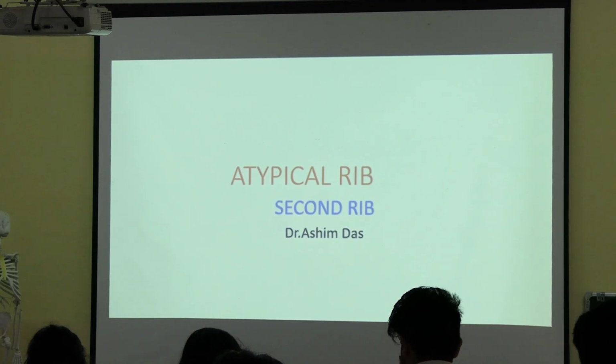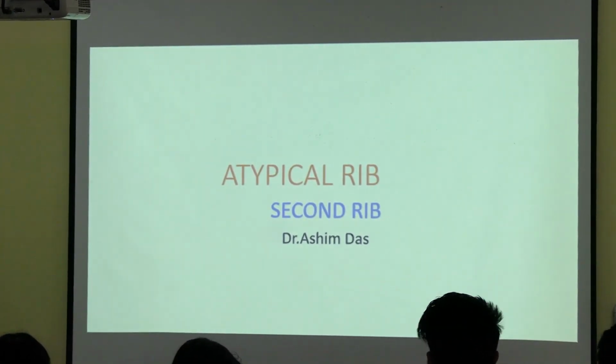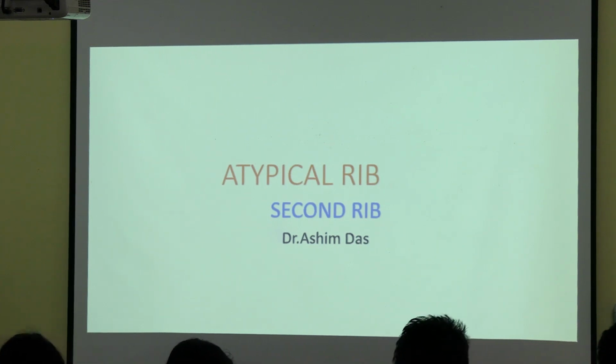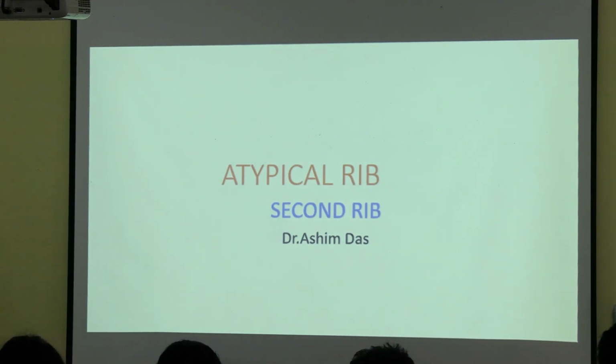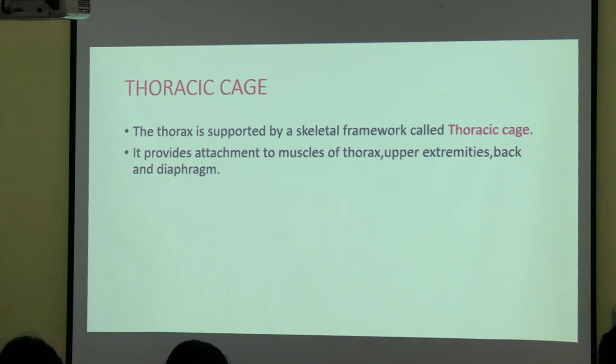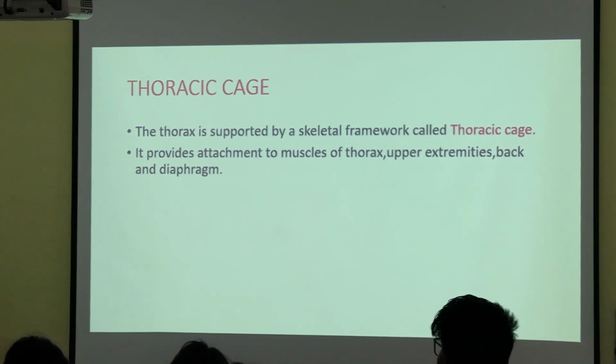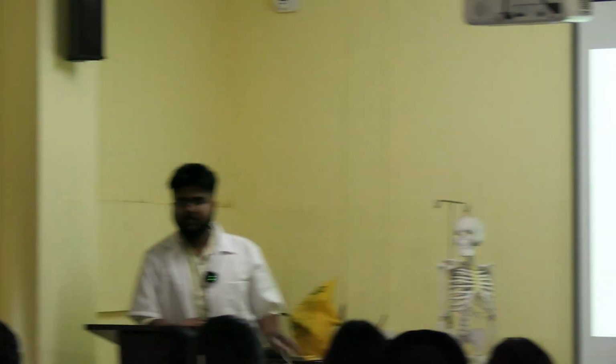So today we will discuss another atypical rib, which is your second rib. Before starting the class, you have to know some basic things regarding your thoracic cage or ribs, because if in the exam you fail to answer about this rib or any type of rib, the examiner must ask these basic things. So first, what is the thoracic cage?